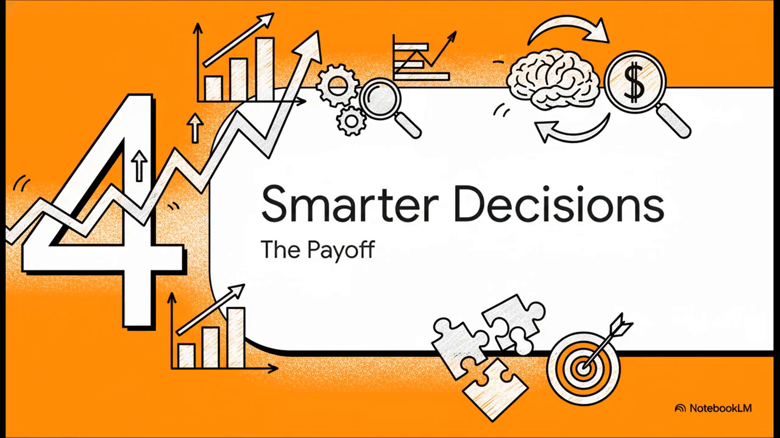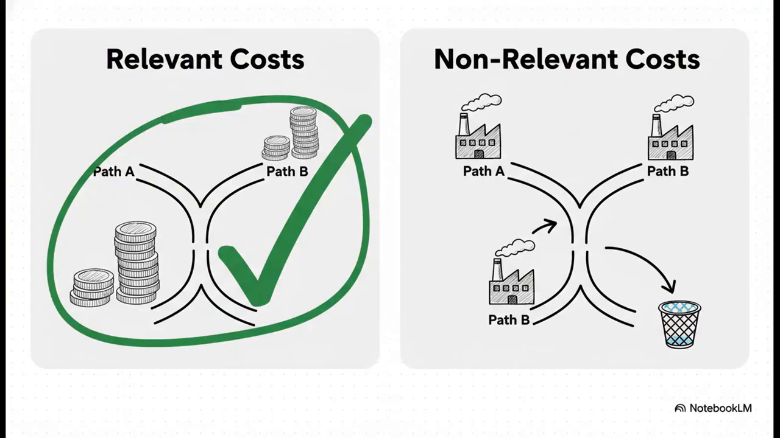Okay, so we can define our costs, we know how they behave. Now for the payoff. How do we use all this to make genuinely smarter, better decisions for our business? This is where everything we've talked about really comes together. Whenever you're facing a choice, any choice, the single most important filter to use is this one. Is this cost relevant? And here's the rule. A relevant cost is any cost that will happen in the future and will be different depending on which path you choose. Anything else, any cost from the past or any future cost that's the same no matter what you do, is non-relevant. You have to train yourself to ignore it. It's just noise clouding your judgment.